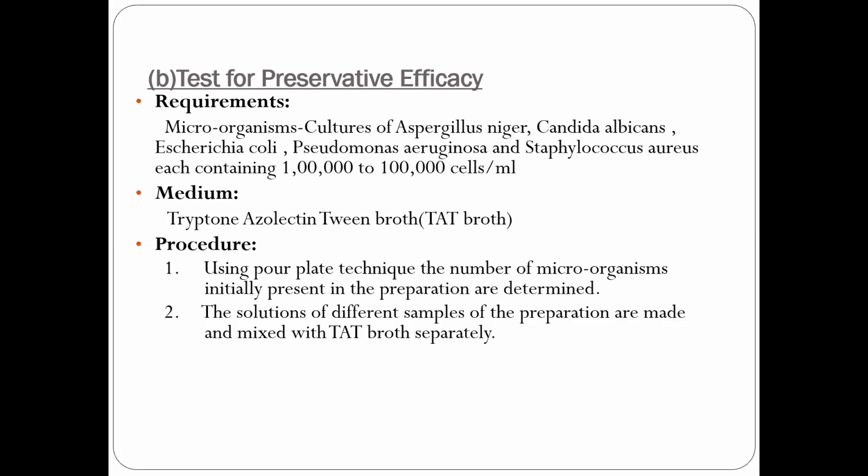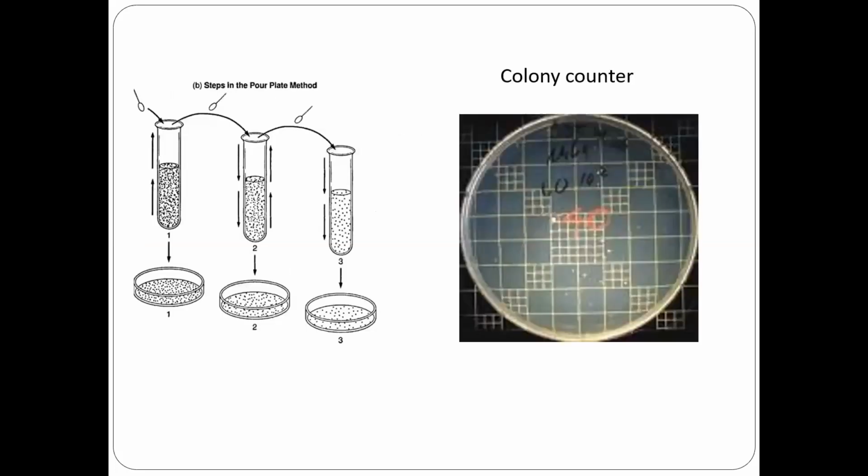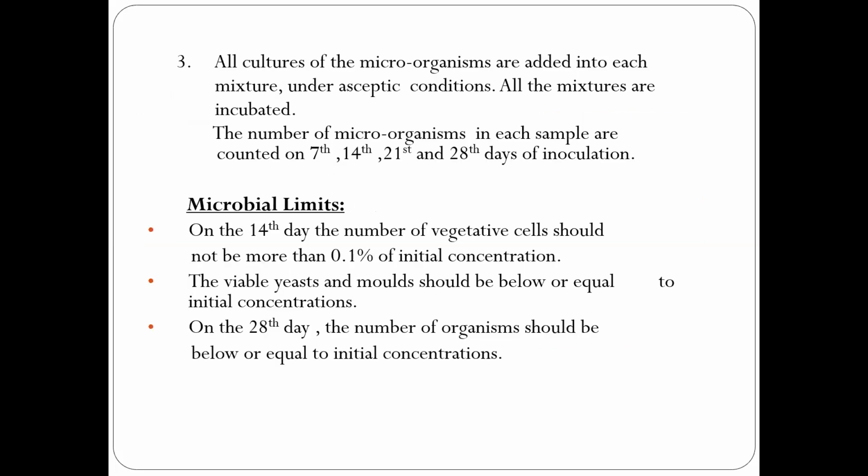Using the pour plate technique, the number of microorganisms initially present in the preparation has to be determined. Solutions of different samples of the preparation are made and mixed with the cat broth. Here is the diagram, the steps in the pour plate method. All cultures of the microorganisms are added into each mixture under aseptic conditions, and then all the mixtures are incubated.